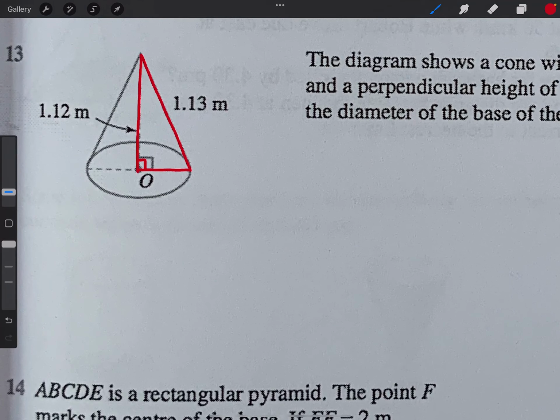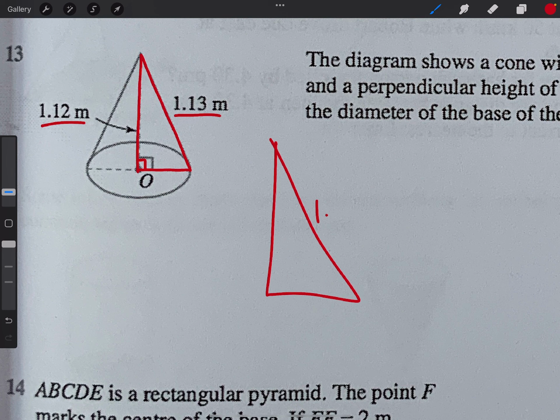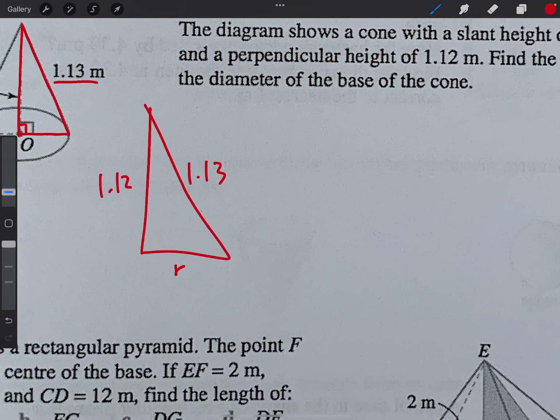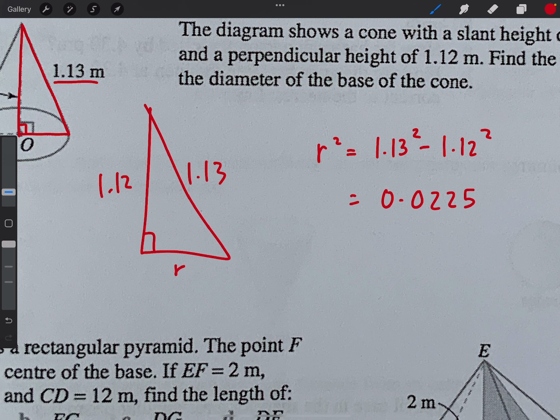And we have the units 1.13, 1.12, so you have a right angle triangle where this is 1.13, 1.12, and this, let's call this R for radius. Okay, right angle triangle. So we say R squared is equal to 1.13 squared minus 1.12 squared. Let me see what that is. 1.13 squared minus 1.12 squared, and that's going to give us 0.0225. Great.